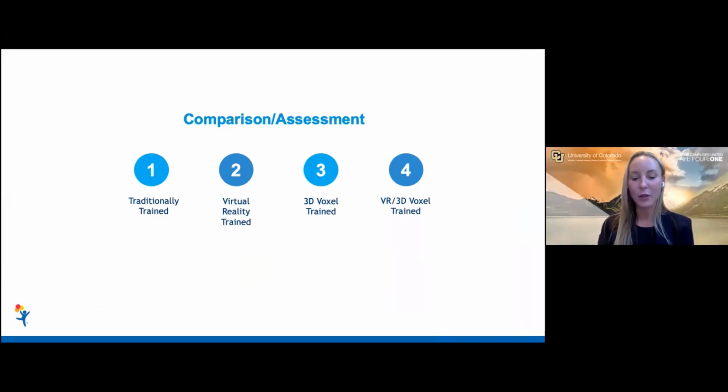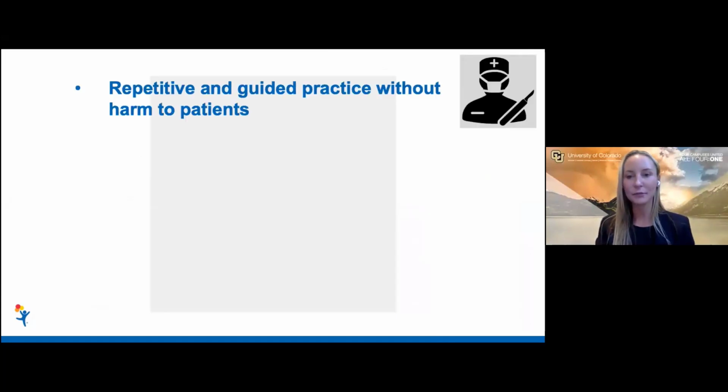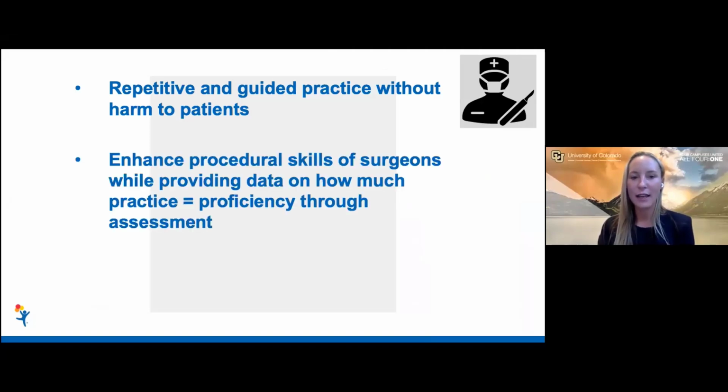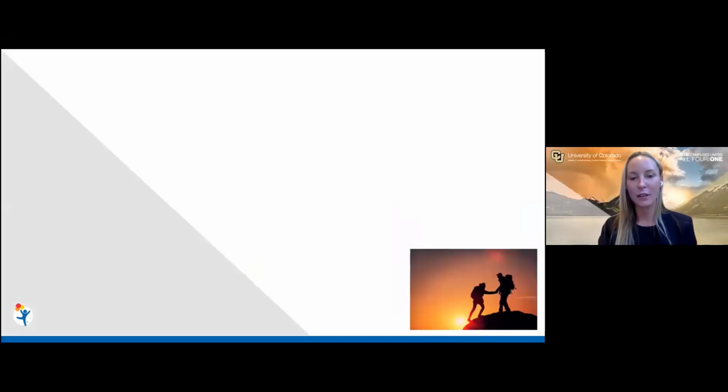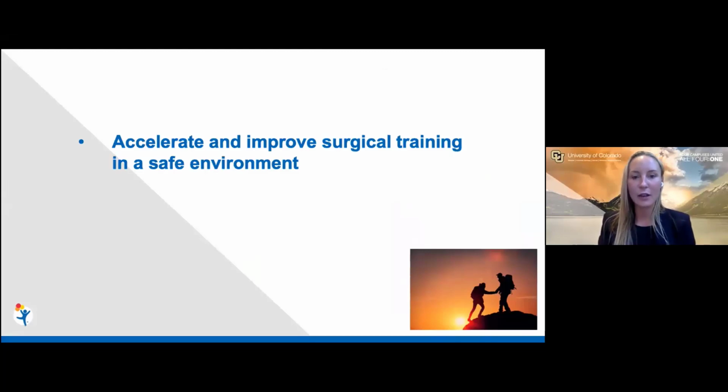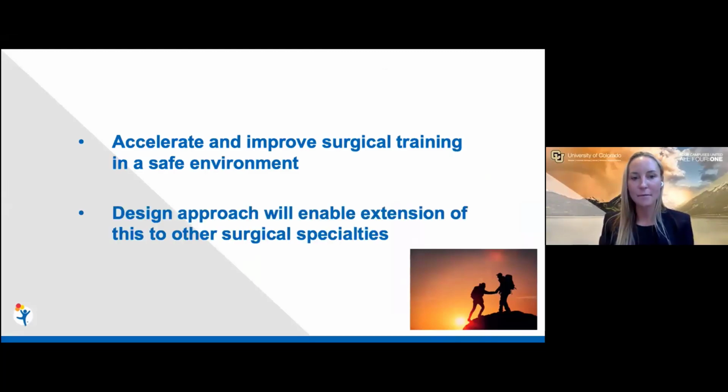And then we'll prospectively evaluate the impact of virtual reality and 3D on the proficiency of the surgeon being trained. Those models help you get repetitive guided practice without harm, enhance the procedural skills of surgeons, while providing data on how much practice is really necessary to get proficient through these strong assessments. And then, of course, the goal is to improve surgical outcomes and quality of life for cleft patients. Ultimately, what we're planning to do is accelerate and improve surgical training, with a design approach enabling extension across surgical specialties.